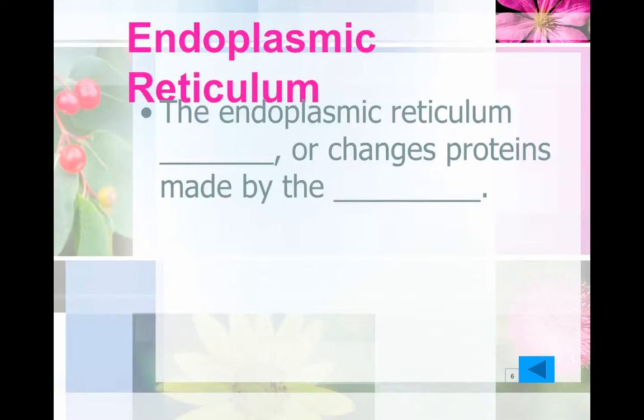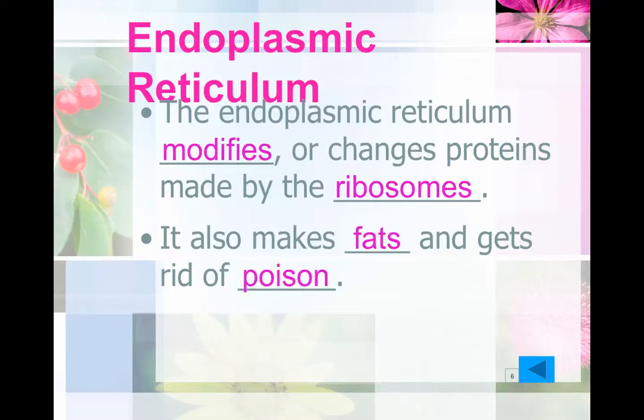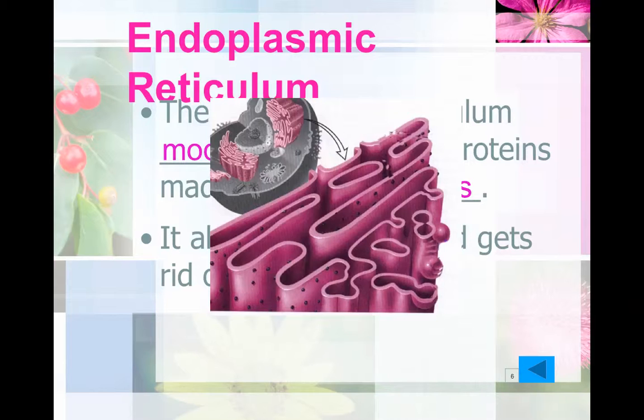Next we're going to talk about the ER, the endoplasmic reticulum, lesser known. It modifies or changes proteins made by the ribosomes. It also makes fats and gets rid of poison. Let's look at the picture and see if you remember what it was like. It's that little ribbon-looking maze thing. You can see the ribosomes represented by those little black dots all over that ER, and it's a larger structure right outside the nucleus, inside the cell.